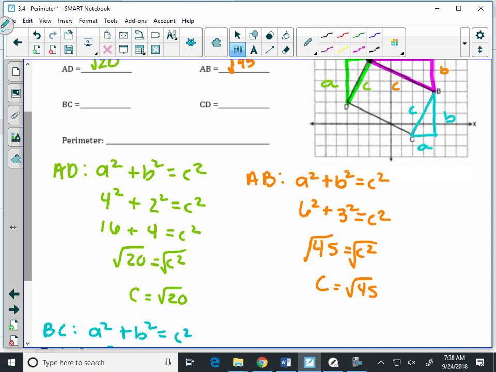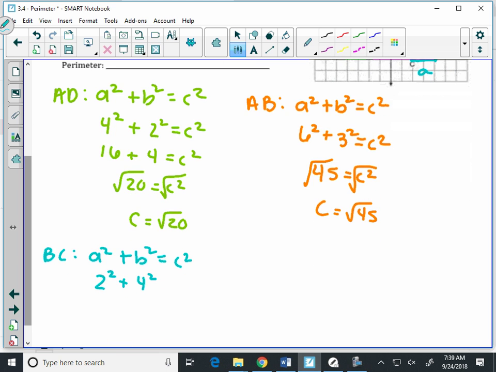What are you noticing right now? What do you notice? Yeah, we got the same exact values for BC that we did AD. So do we really need to do any work? Do we have to keep solving this? No, because what do we know our answer is going to be? C is going to be radical 20.